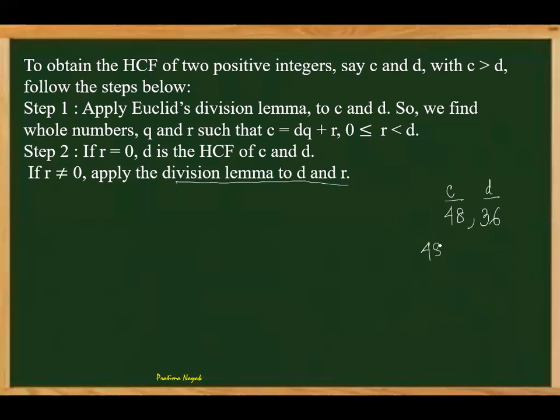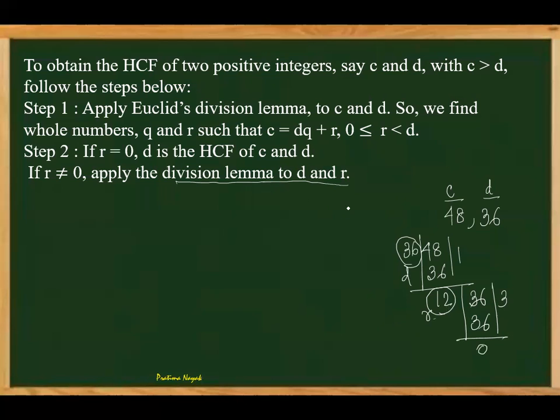So 48, if I divide by 36, then 36 times 1 is 36. So how much is left? 12 is the remainder, not equal to 0. When the remainder is not equal to 0, what do I do? I'll apply the division algorithm for this 12 and 36. That means this is D, this is your R. Again I will divide 36 by 12. D will be divided by 12. Then 12 times 3 is 36. Till I get the remainder 0, it will be continuous.